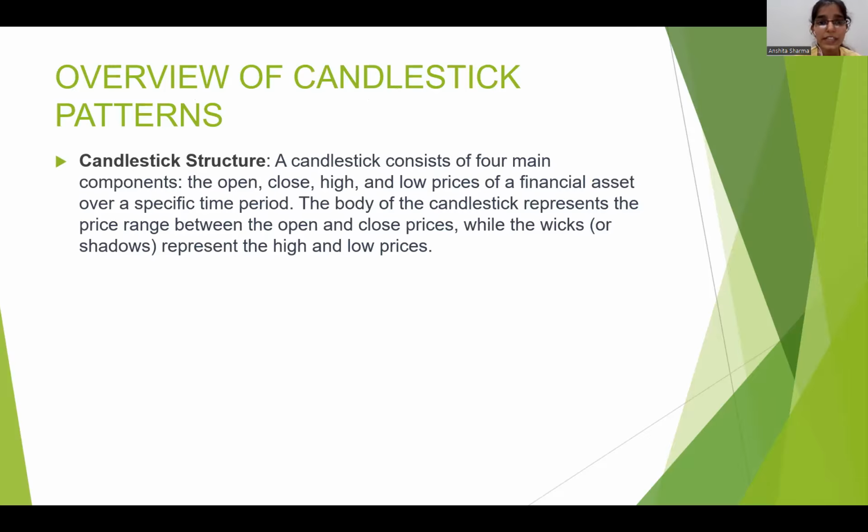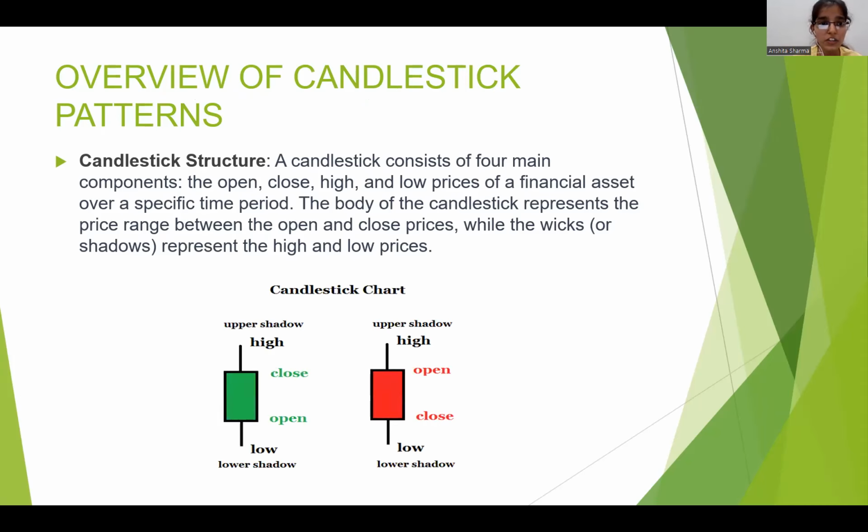So now we can have an overview of the candlestick pattern. Candlestick structure consists of four main components, that is the open, close, high, and low prices of a financial asset over a specific time period. In this picture, we can see we have two types of patterns, green and red candlesticks.